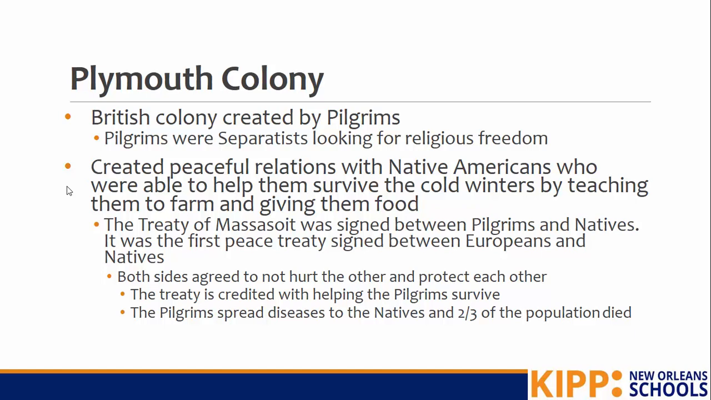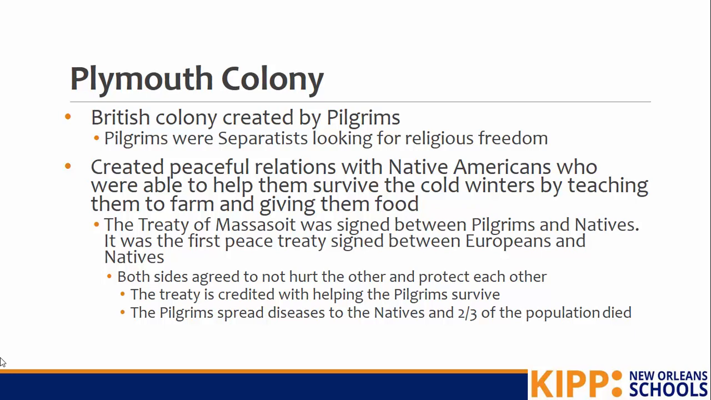The Treaty of Massasoit was a treaty that was signed between the Pilgrims and the natives. It was the first peace treaty that's been signed between Native Americans and Europeans. In this treaty, both sides agreed not to hurt the other, and they agreed to protect the other. This treaty is credited with helping the Pilgrims survive. They were not prepared to survive otherwise. They likely would have starved to death in the winter if it had not been for this peace treaty.